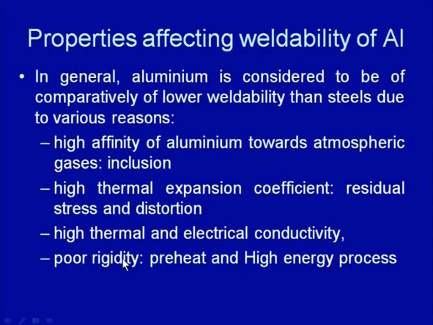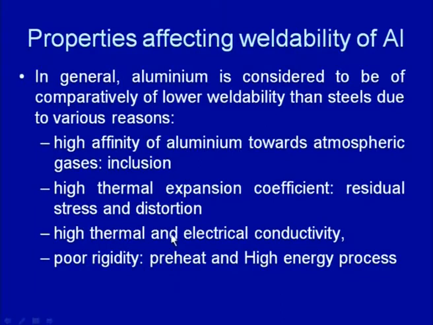Then, poor rigidity. Aluminum is not considered to be that stiff and rigid, and because of this poor rigidity, when it is subjected to residual stresses during welding, this leads to easy distortion. In order to take care of this, it is required that proper preheating is done, and at the same time high energy processes are used, so that a sound weld joint can be developed without the problem of distortion.